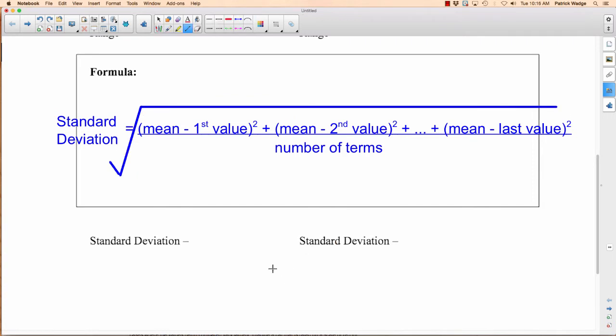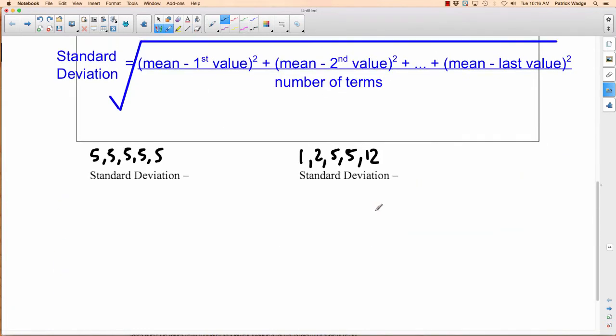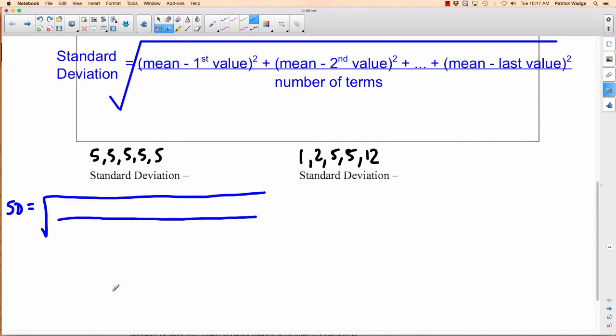All right, should we find the standard deviation of these two data sets up here? Yes, we should. Let's do it. So I'm going to rewrite the data sets down here first of all. Give me a second. Okay, there we go. So let's start with the one on the left here. We're going to find the standard deviation. So we're going to eventually take the square root of something, and I'm going to put a line here because we're going to have a big fraction.